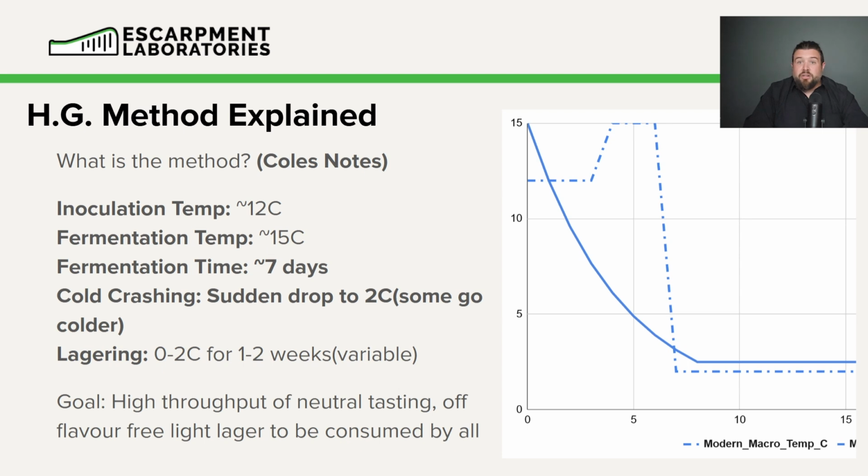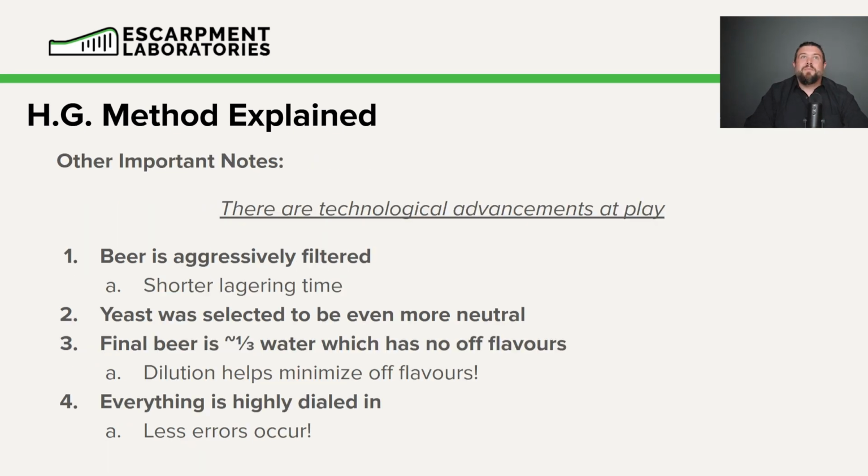We're then going to cold crash the beer suddenly, down to about 2 degrees Celsius. And then finally, we're going to lager this beer from 0 to 2 degrees Celsius for about 1 to 2 weeks. This is a high throughput method, neutral tasting, ideally off-flavor free, that can be consumed by all.